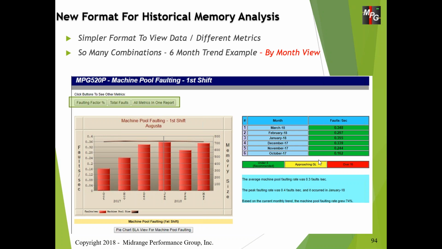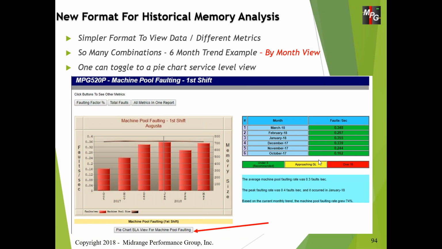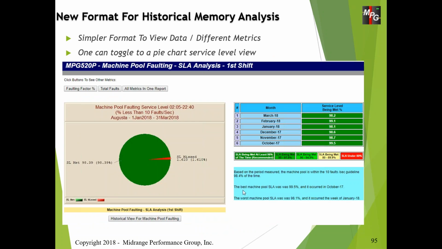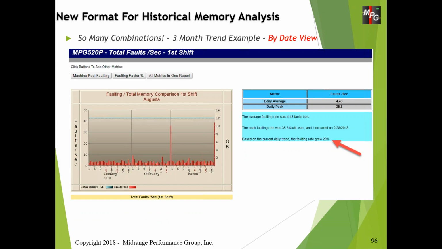And watch this. What a neat concept this is. In the old days, we just showed you that here's your faulting, or here's your faulting factor percentage. But now we've got a button where you can say, okay, based on that view, how did I do with my SLA? Boom, one mouse click, and it automatically converts into an SLA report. Very, very cool. And you can do that for any view that you want.